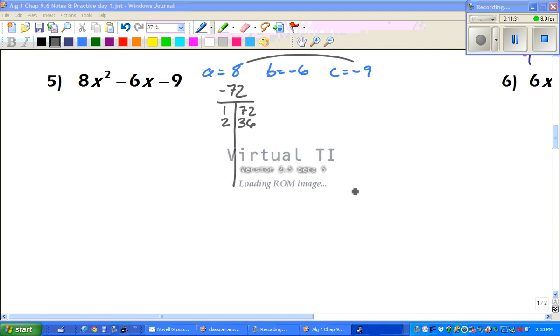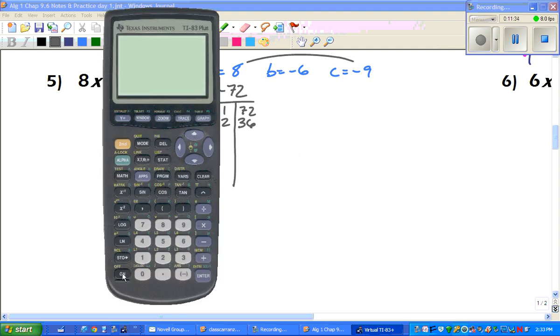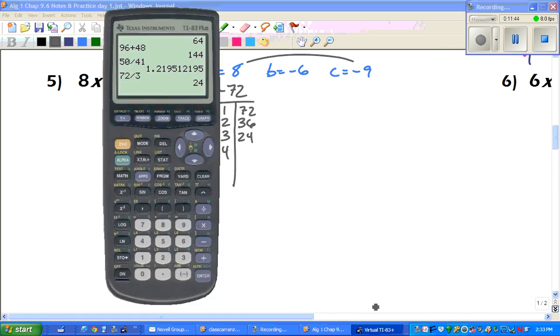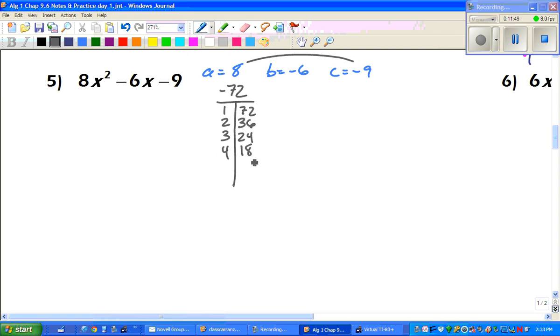3. 72 divided by 3 is 24. 72 divided by 4 is 18. 5, no. I know that's 6 and 12. 7, no. And then 8 and 9. So which of these numbers add up to get to negative 6, multiply to get to negative 72?